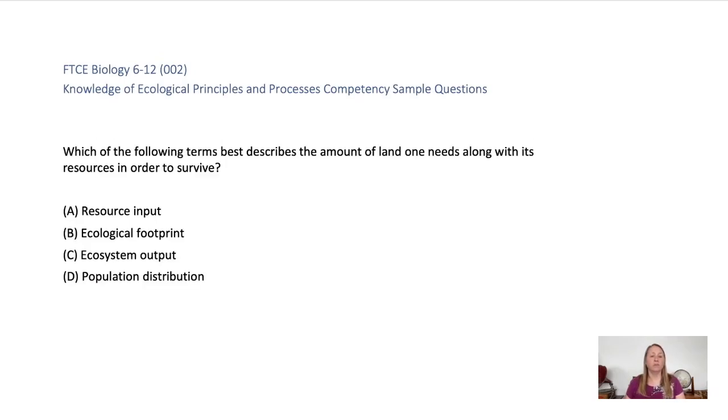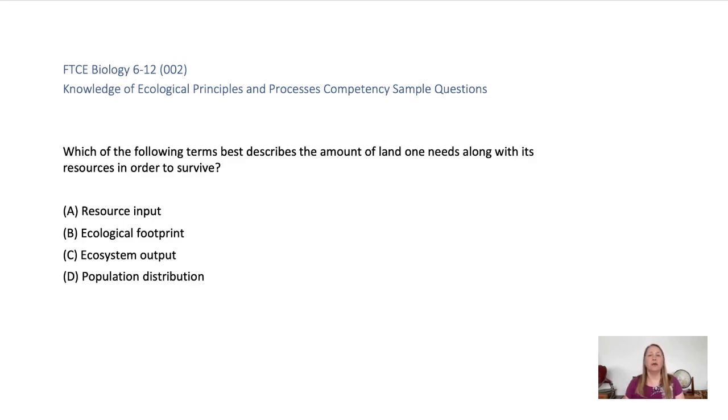Which of the following terms best describes the amount of land one needs along with its resources in order to survive? A. Resource input. B. Ecological footprint. C. Ecosystem output. Or D. Population distribution.